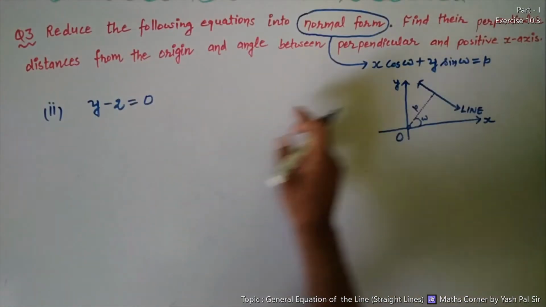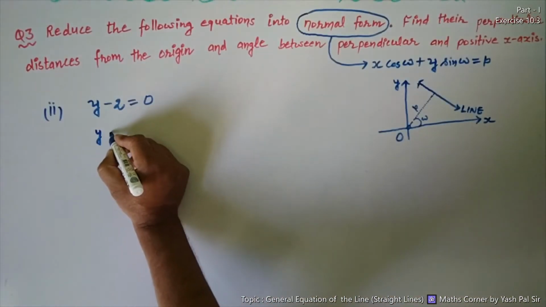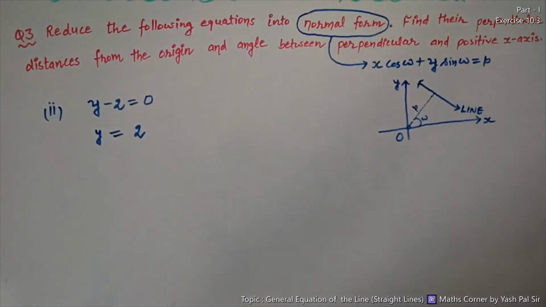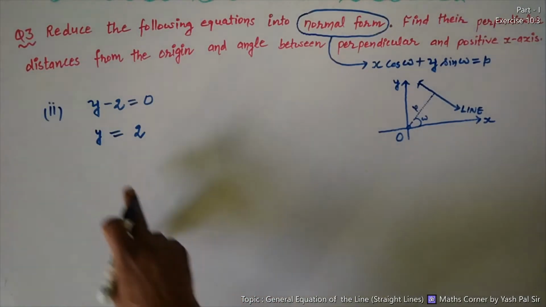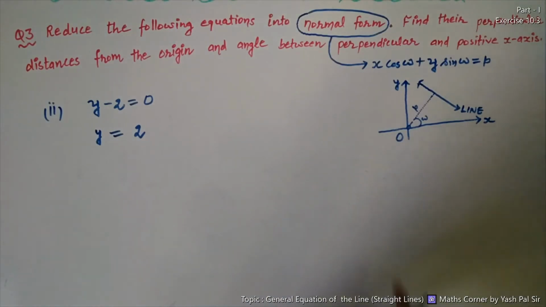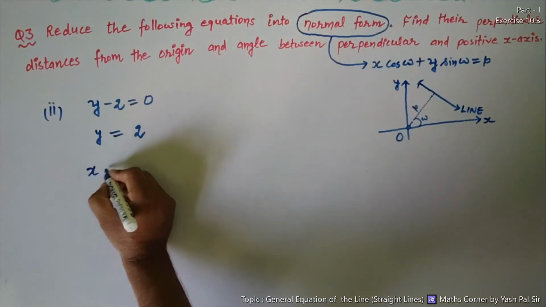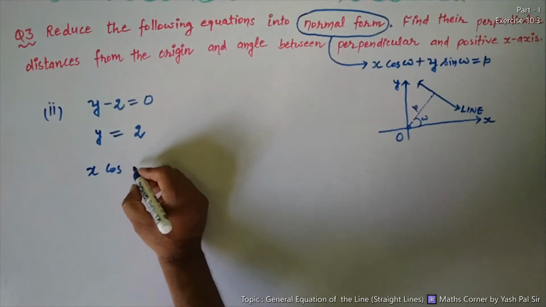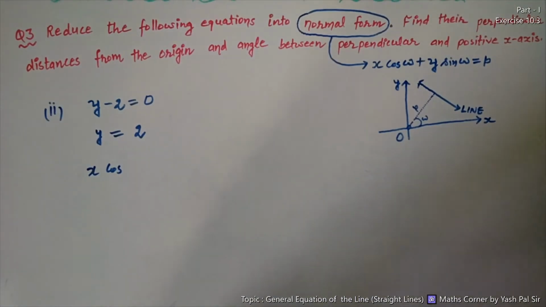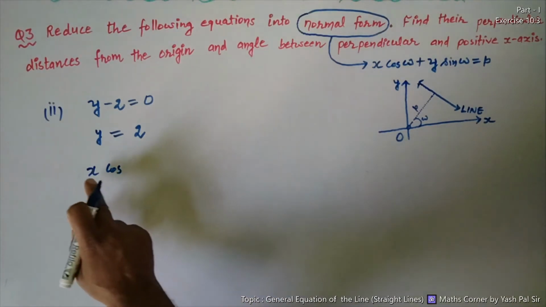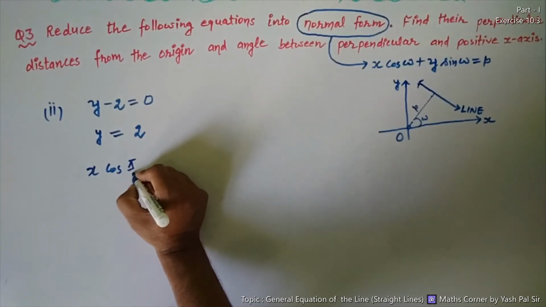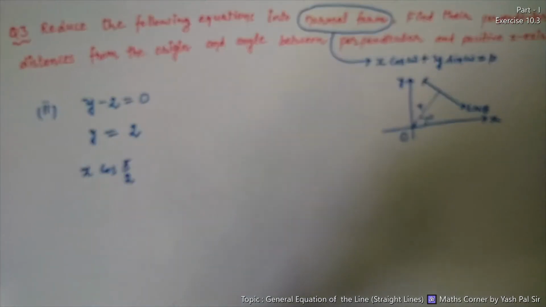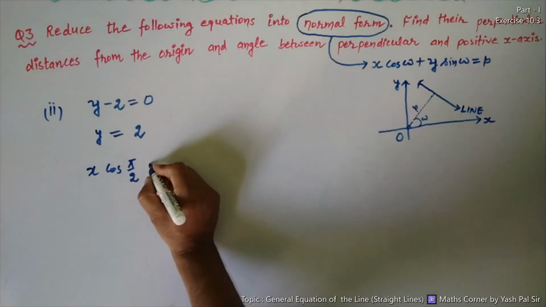Again we have to convert this into normal form. For this purpose we write y is equal to 2. There is no need to divide by the coefficient of y because it is already 1. So we can say x into cos omega. What value of omega can make this 0? Of course this is pi by 2, because cos pi by 2 is 0.